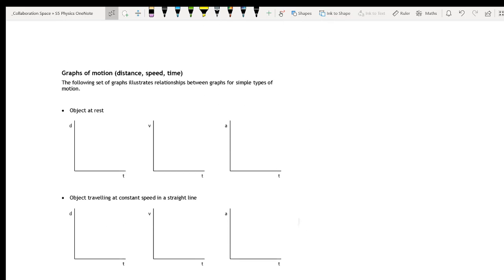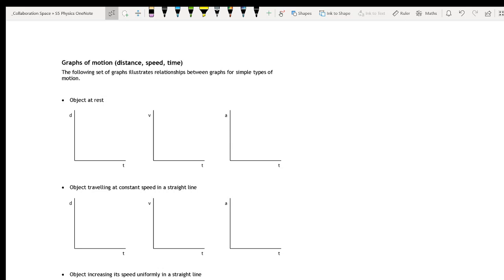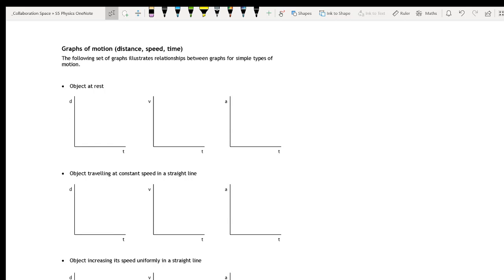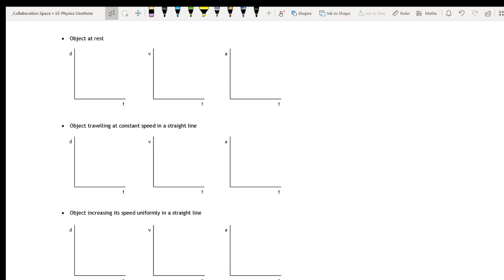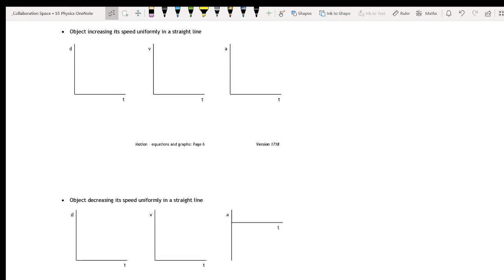So graphs of motion, distance, speed, and time. The following set of graphs illustrates relationships between graphs for the simple types of motion. So you should be able to sketch graphs for each one of these situations, for a distance time graph and for a speed time graph. Okay, so I want you guys to have a go. Ignore the acceleration time graph for now. So just sketch in for me what the graphs would look like, or have a go at sketching, and you can do it in pencil if you want, for the 4 scenarios there.